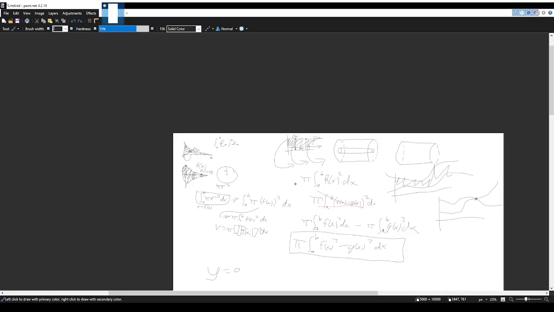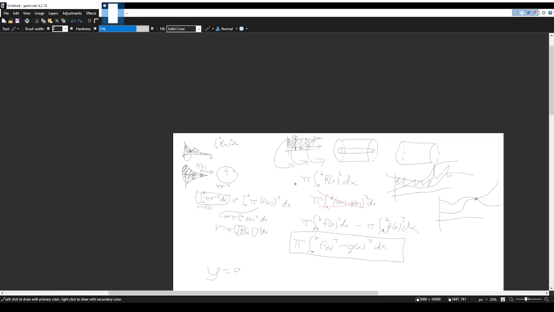So next time, what are we going to cover? Let's see. What is the shell method? I have no idea. Cylindrical shells. What does that mean? Yeah, I have no idea what's going on here. I'm not gonna lie to you. I'm looking at this in my textbook and I'm kind of lost as to how this is different. So we're gonna skip it.